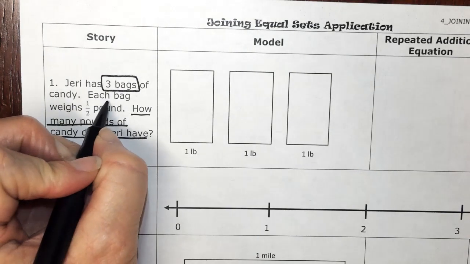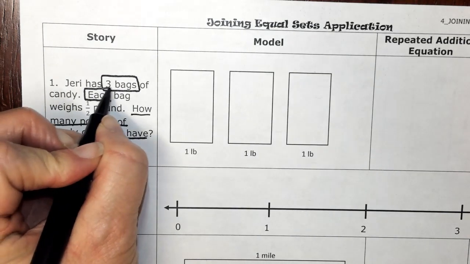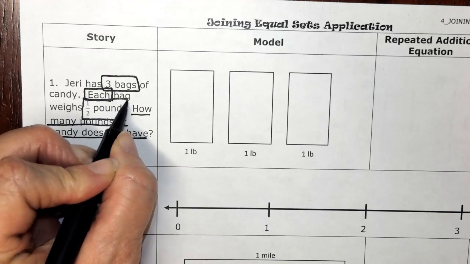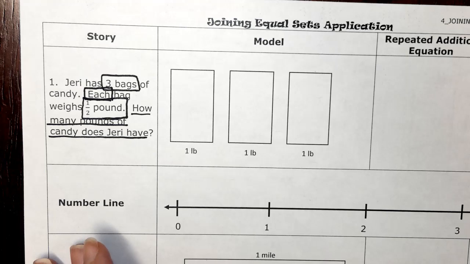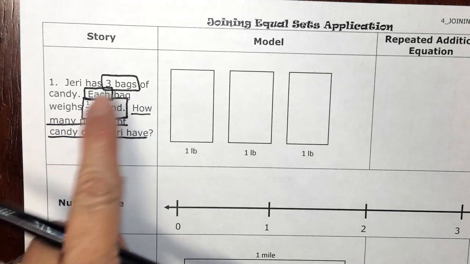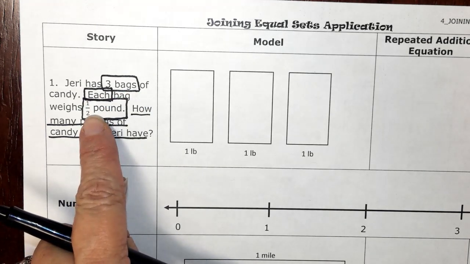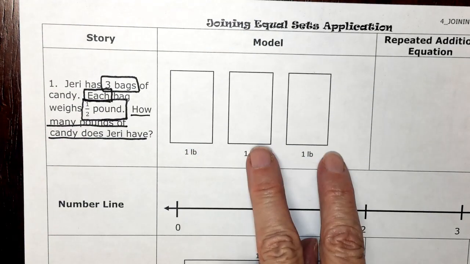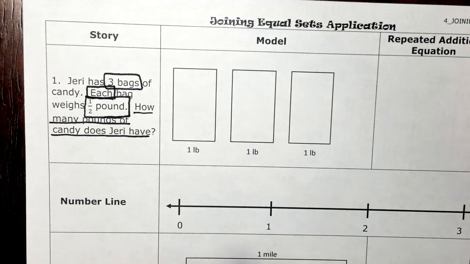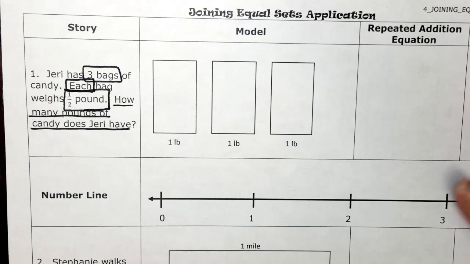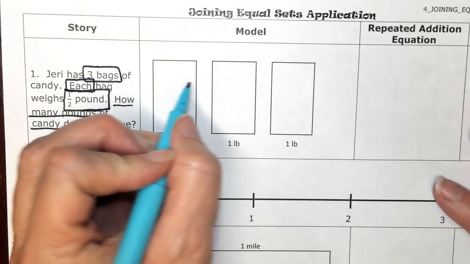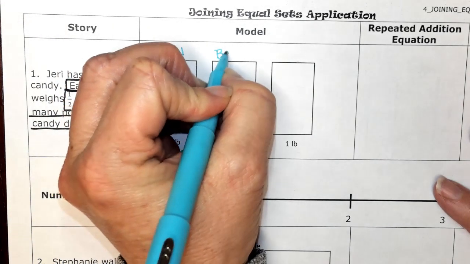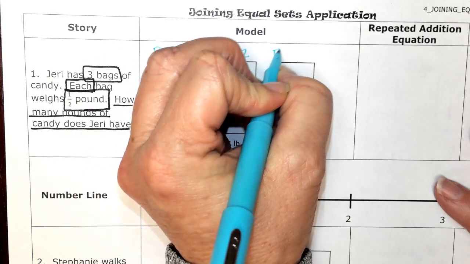and each bag weighs 1/2 pound. So we have 3 bags, each weighing 1/2 pound. So over to the right, we have what looks to be a model ready for us to fill in. And just like we did with the Garza family, we're going to label. So if we have 3 bags, we're going to label each one of these bag 1, bag 2, and bag 3.